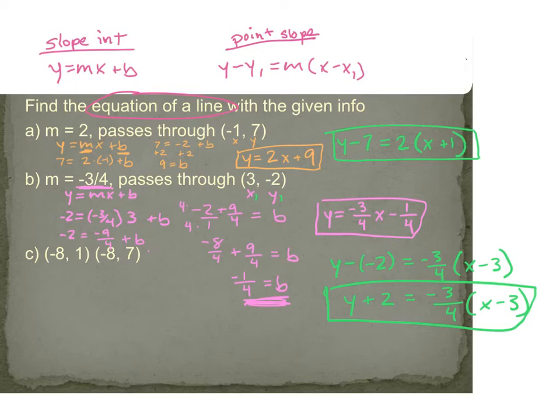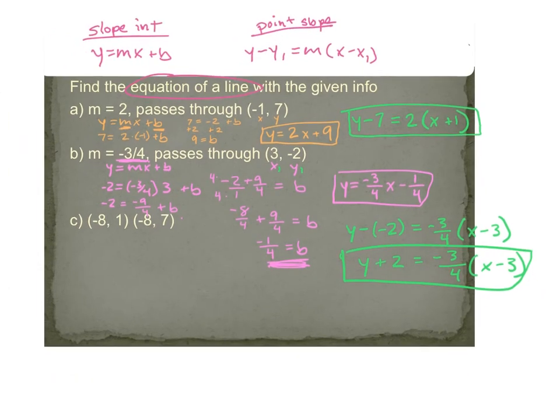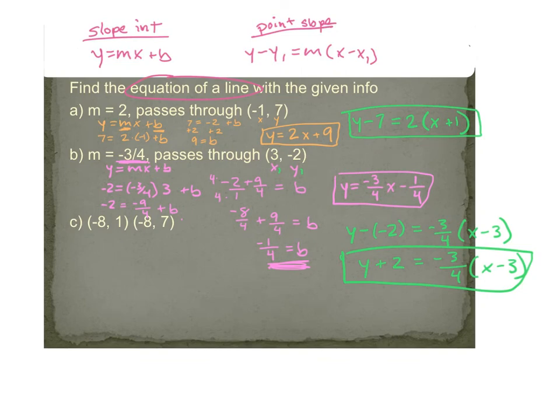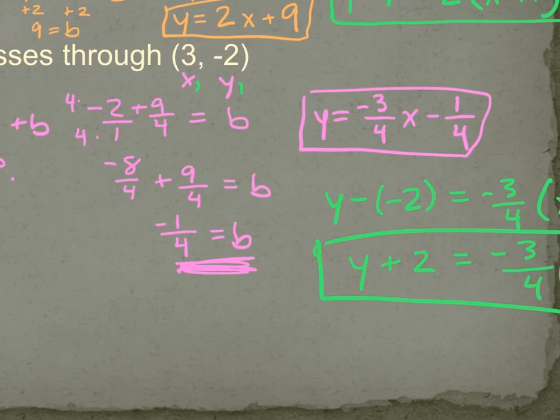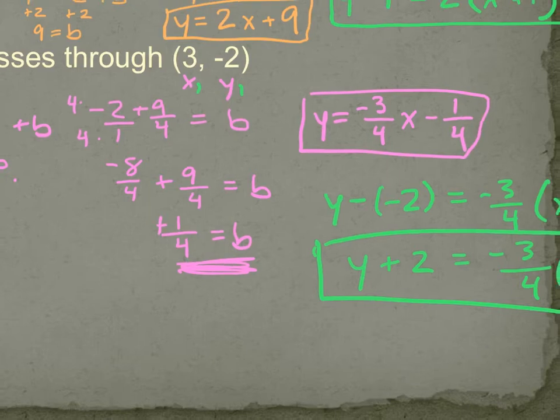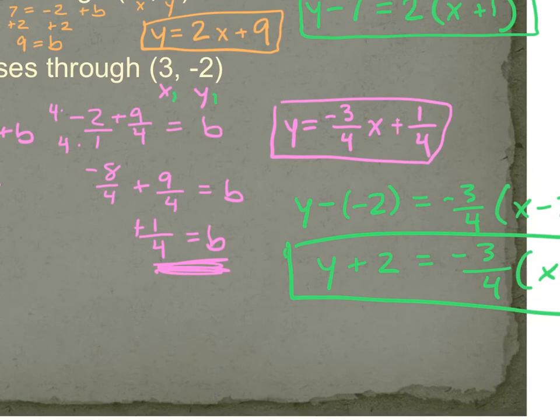Thank you. Welcome. Miss Carver, why is B negative? Oh, you're right. It should be positive. My bad. Good call. So this is just a positive 1/4. So this should just be plus 1/4. Good catch.